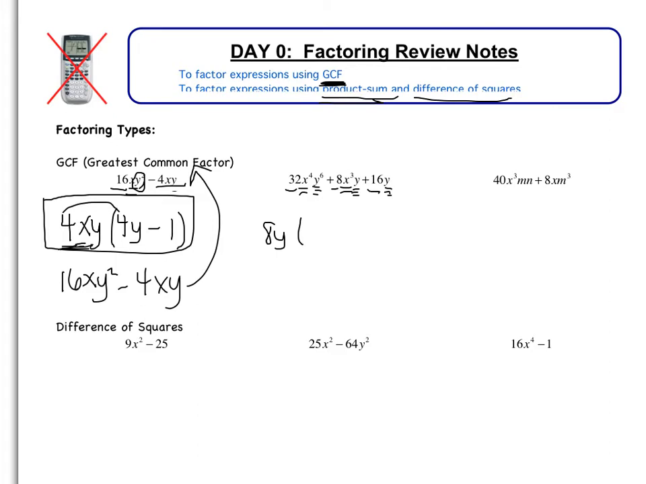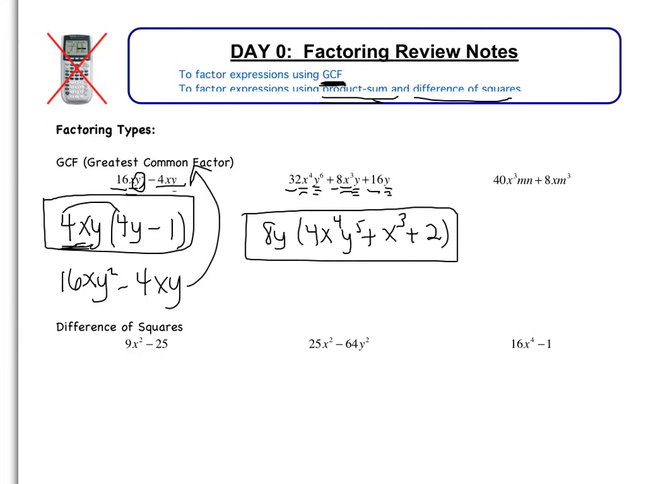Now 32 divided by 8 gives me 4. I didn't factor out any x's, so I'm left with x to the 4th. I had y to the 6th. I took out a y, so that leaves me with y to the 5th. 8, I took out an 8, so just a 1 stays. X to the 3rd, and then I already took the y out. And then 16 divided by 8 is 2, and I already took the y out. So this is my final answer. And then if we were to distribute the 8y, we would end up back with the polynomial that we had to begin with.